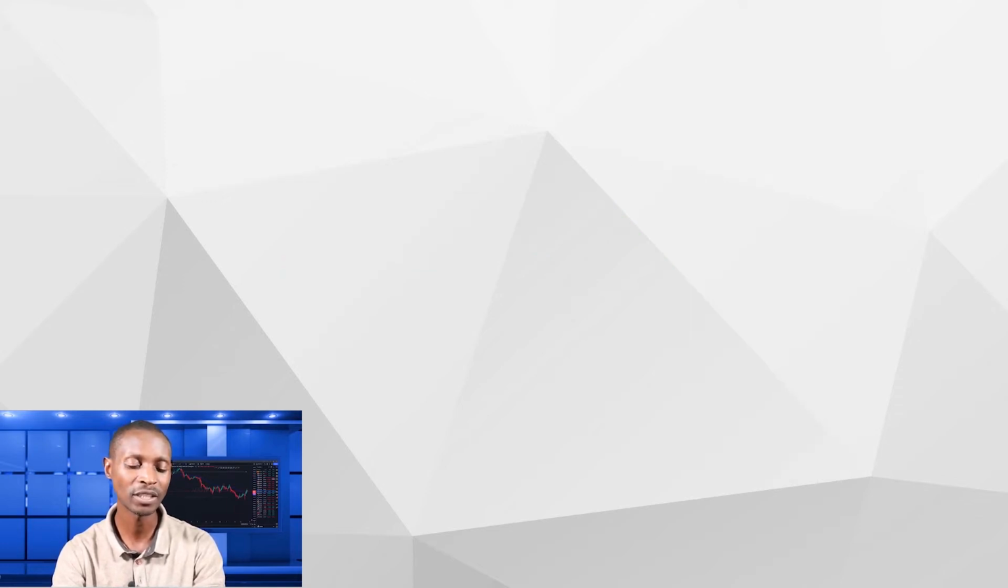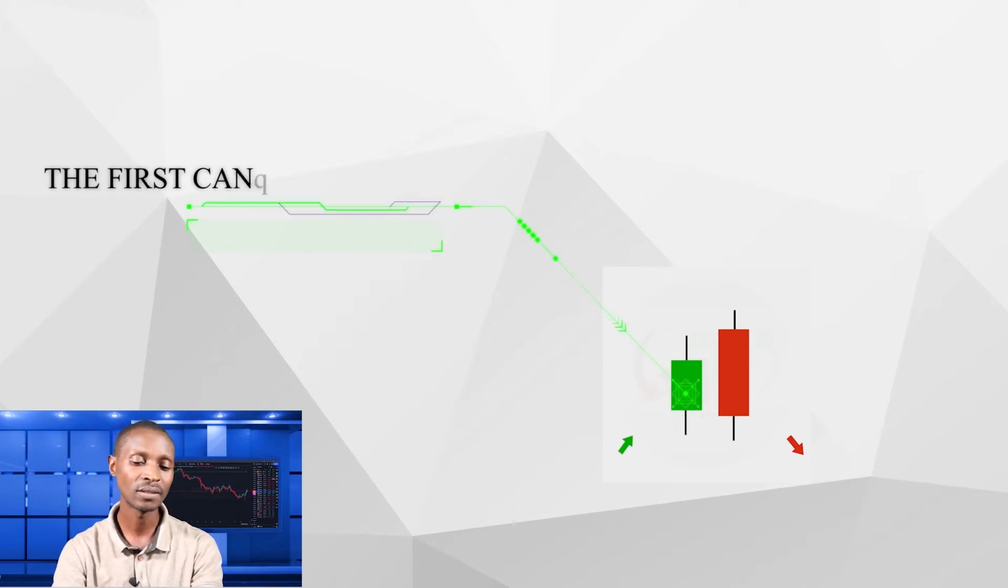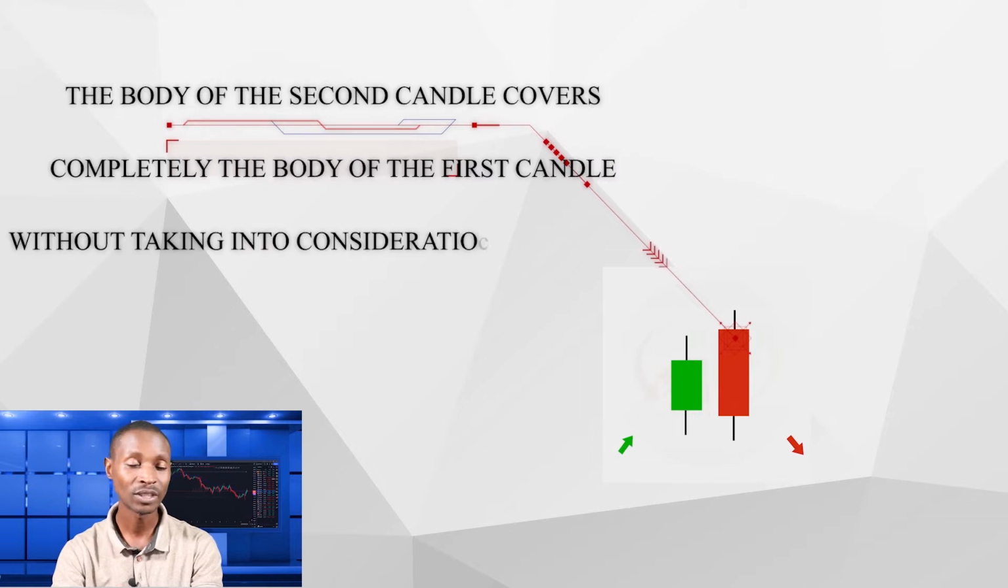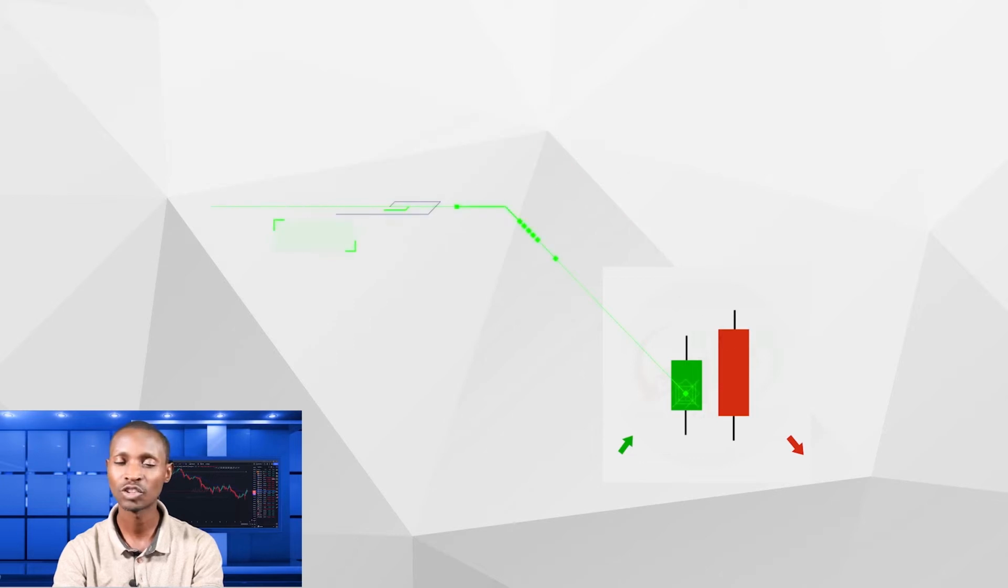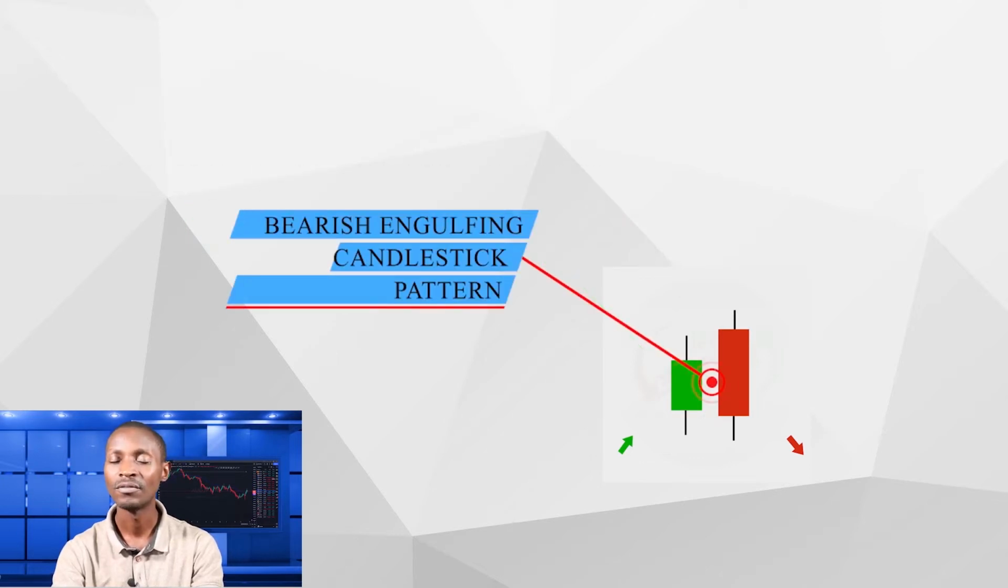For the bearish engulfing candlestick pattern, it is the opposite. The first candle, because we spot it at the advance of the price, has a bullish close, and the body of the second candle covers the body of the first candle completely without taking into consideration the shadows or wicks, and the second candle has to close bearish. This is what is known as the bearish engulfing candlestick pattern.